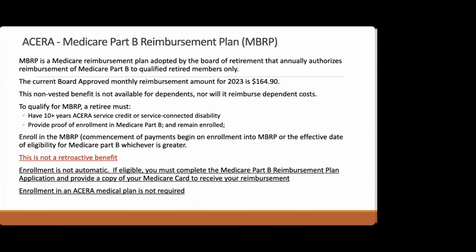So some really important notes here. This is not a retroactive benefit. As a part of your Medicare enrollment with Social Security, you also want to make sure that you separately apply for and submit all the required documentation to get enrolled in this with Acera, assuming you're eligible for it. So the sooner you do that, the more likely we are to start it as soon as possible, in the month that you turn 65 or in the month that you become Medicare eligible. And then you can continue to get that for the rest of your life as long as this non-vested subsidy exists. So it's not an automatic enrollment.